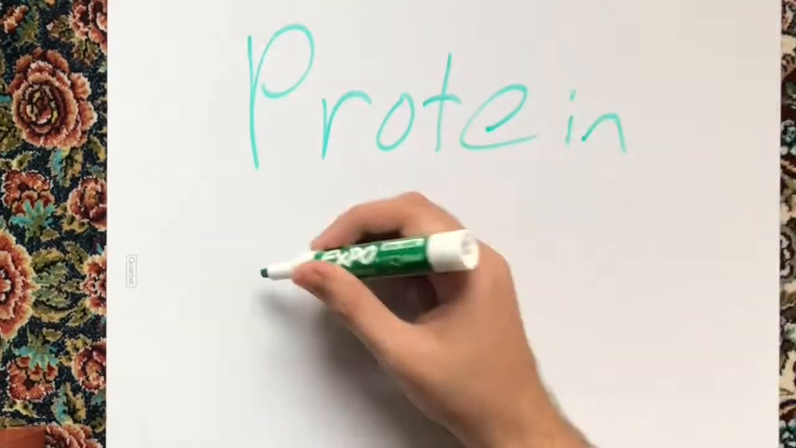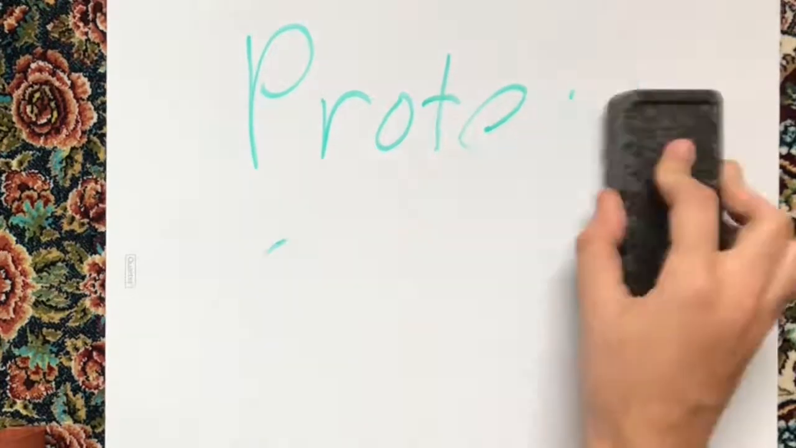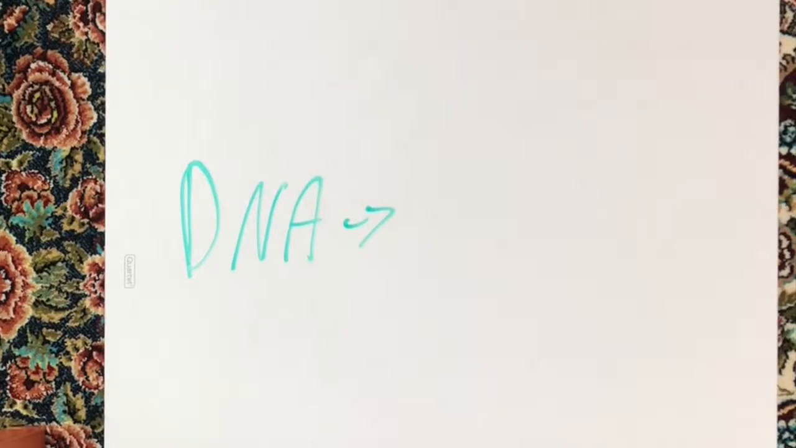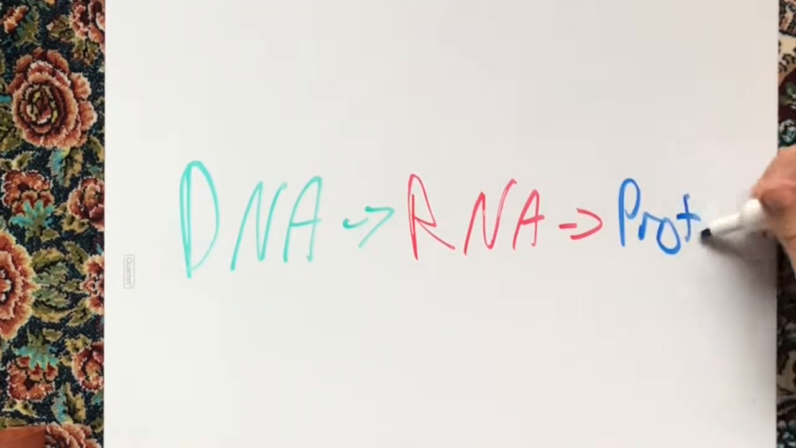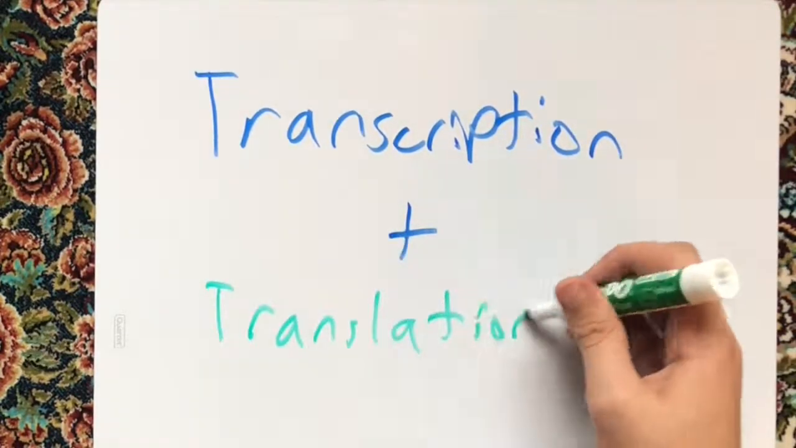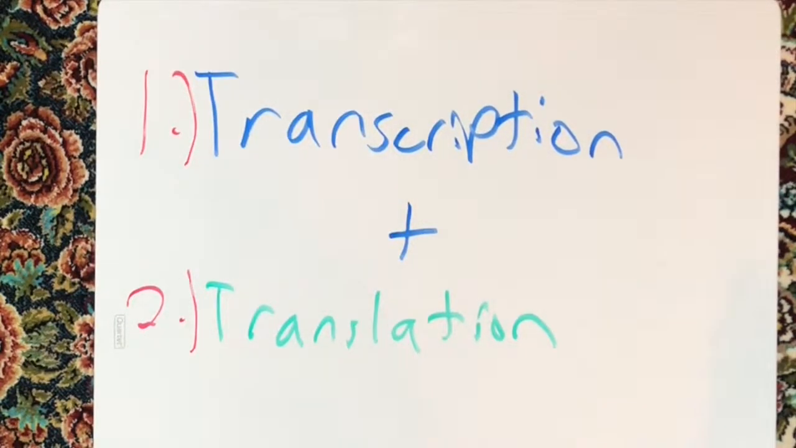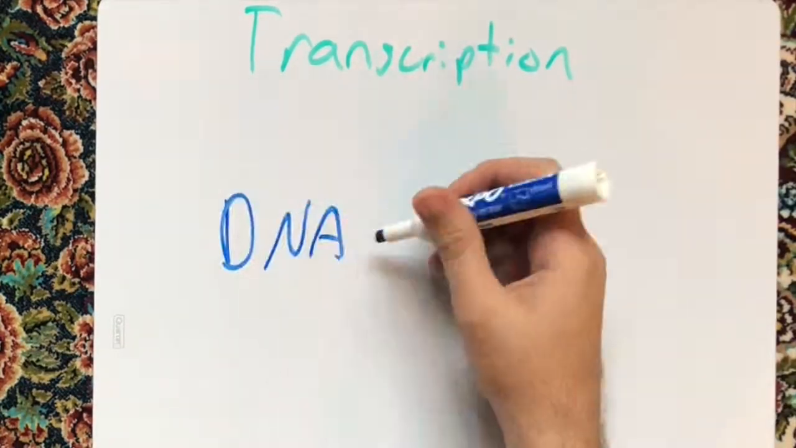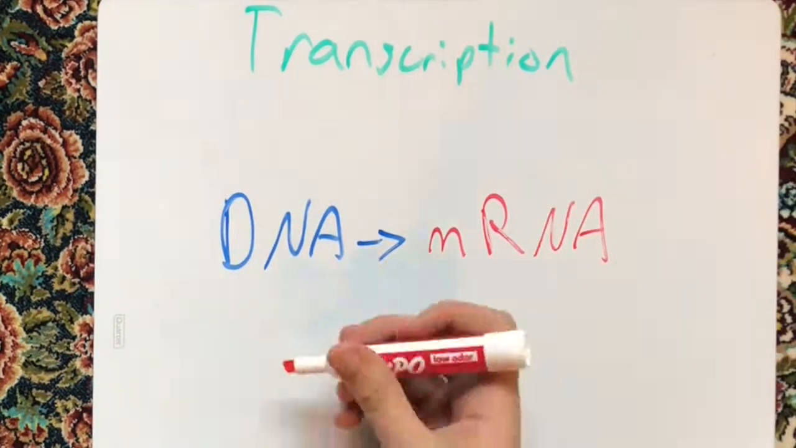Protein synthesis. Protein synthesis is the process of getting DNA to form proteins. Within this, two processes occur: transcription and translation. Transcription is the first process and allows DNA to be formed into messenger RNA, or mRNA for short. This is done in three stages.